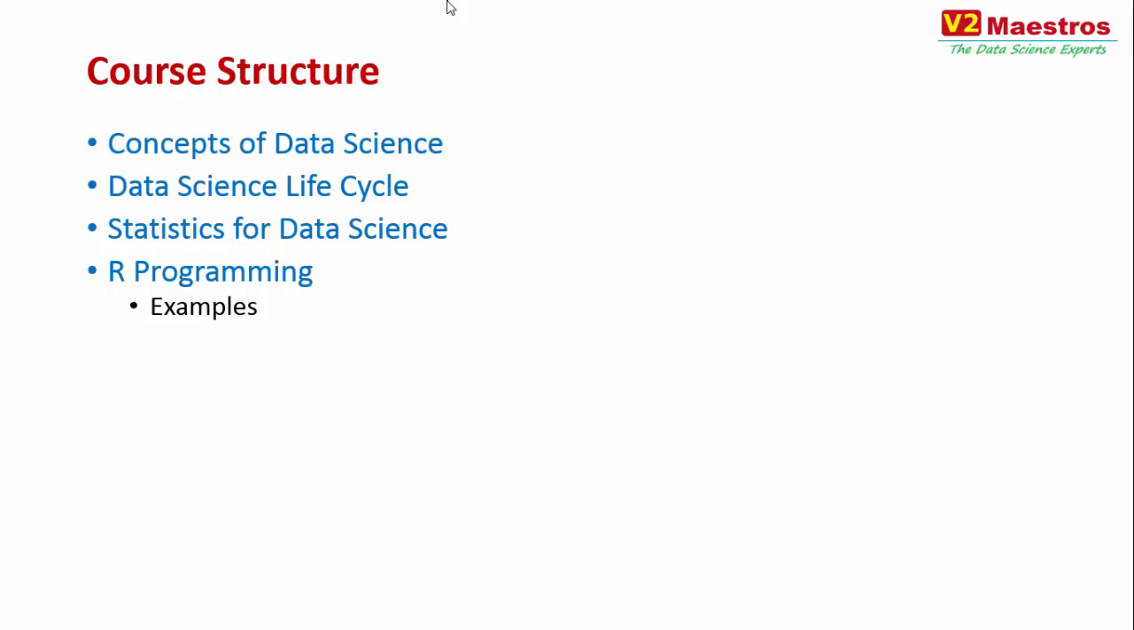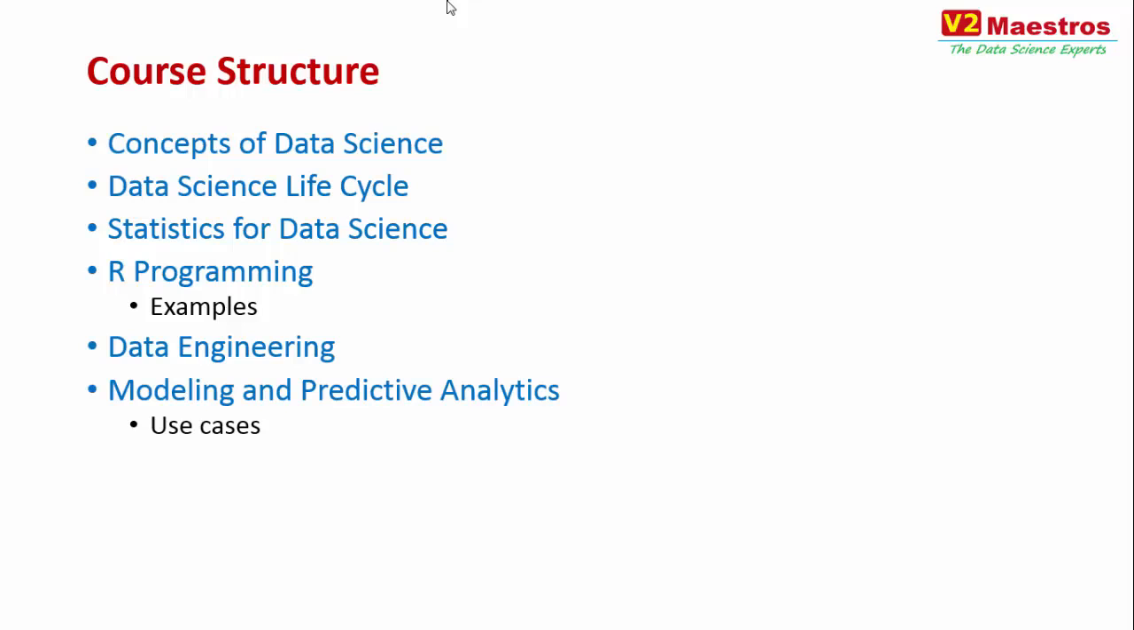It dwells into a lot of examples of how you would use R programming for various stages in the data science project. The various stages in data science, data engineering part of it. What are the things you typically do in data engineering? What are the best practices in data engineering? It covers those areas. Finally, there is the modeling and predictive analytics part, where we delve into the machine learning algorithms. We also look at end-to-end use cases for these machine learning algorithms. And there are some advanced topics also that we touch upon.